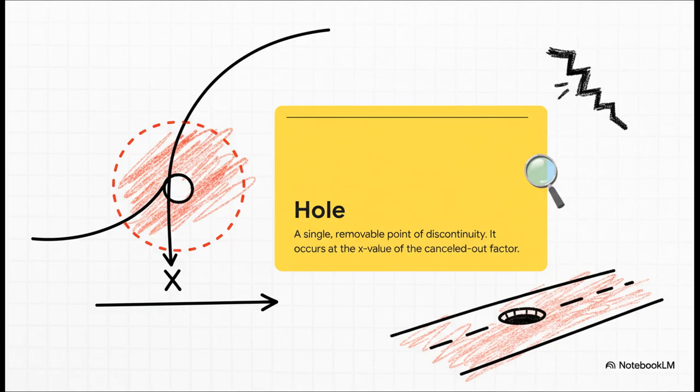It's not a giant electric fence. It's more like a tiny little pothole in an otherwise perfectly smooth road. The graph looks like it's cruising along just fine, but then there's just one single, solitary point that's missing. And you'll find that hole at the x value that made that canceled factor equal to 0.